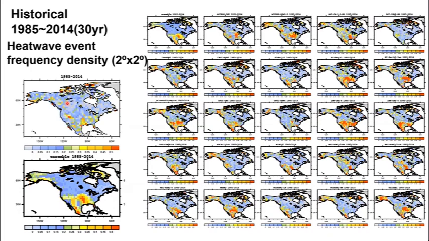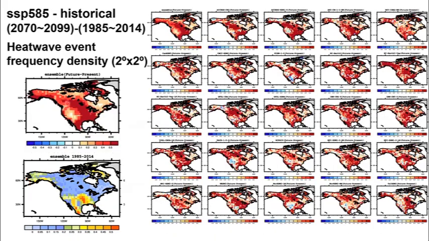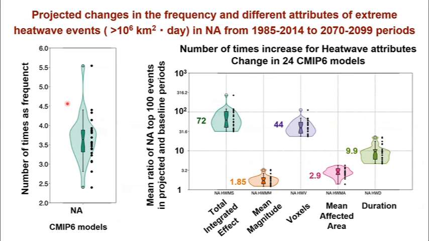And this is for the frequency density, with a similar result compared to the genesis only. And how about the projected change in terms of other attributes? In terms of the ratio between the model end of century and present day, here's the spread of this ratio. Roughly all the models give you a range between 2.5 and 5.5, but the majority is probably between 3 and 4 times more likely to occur.